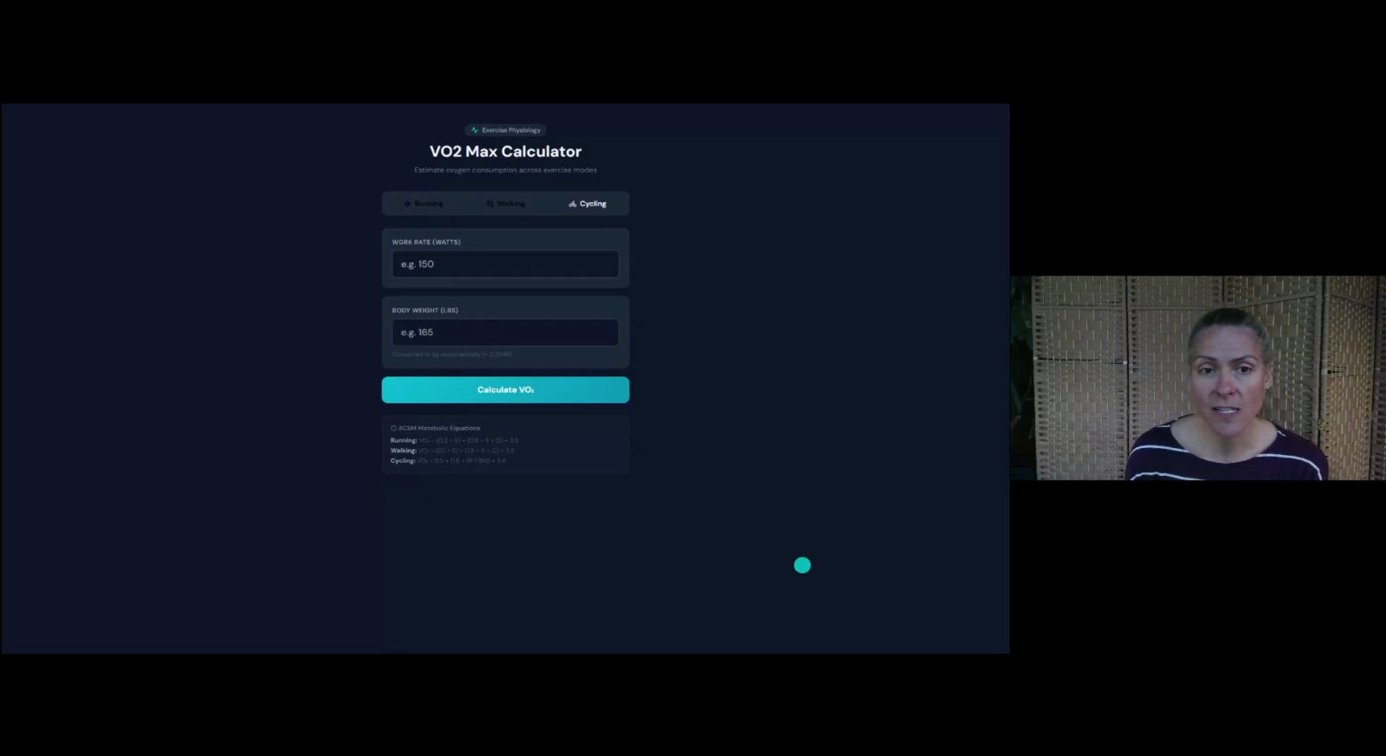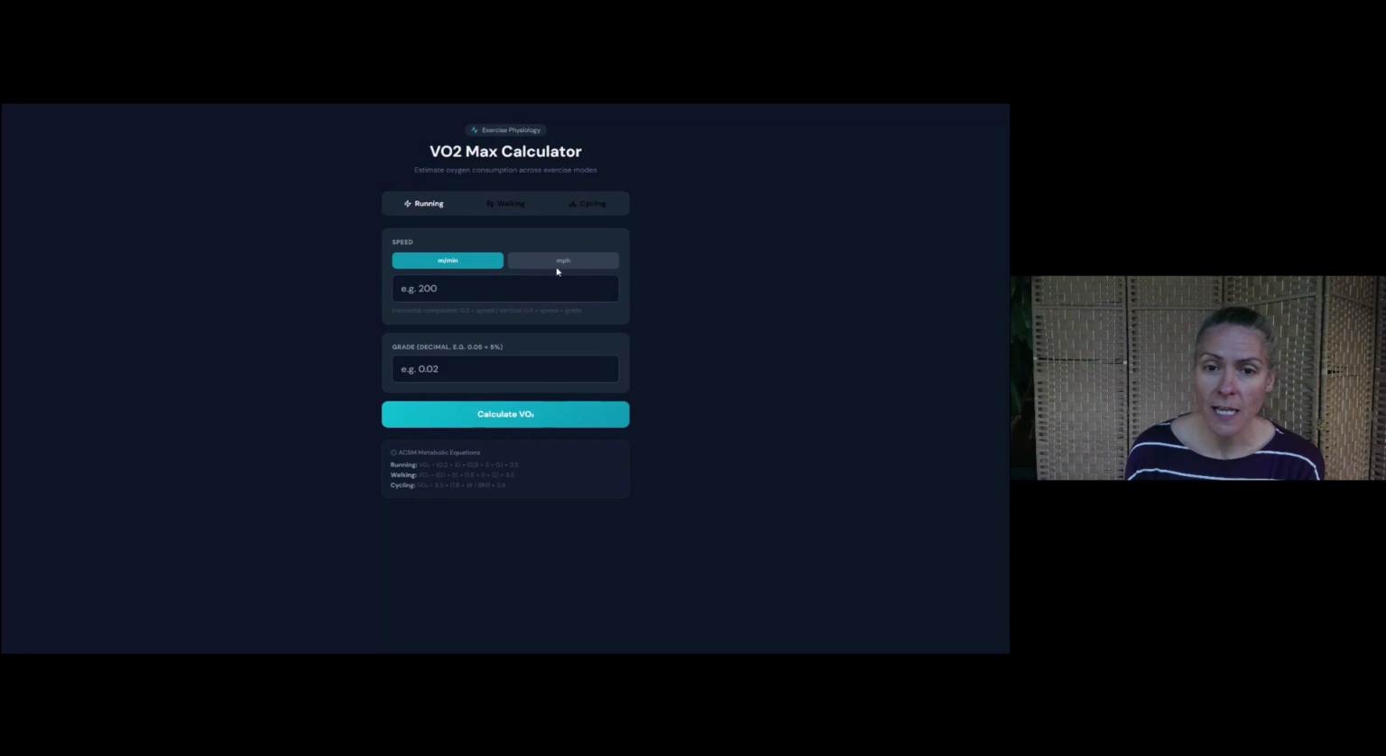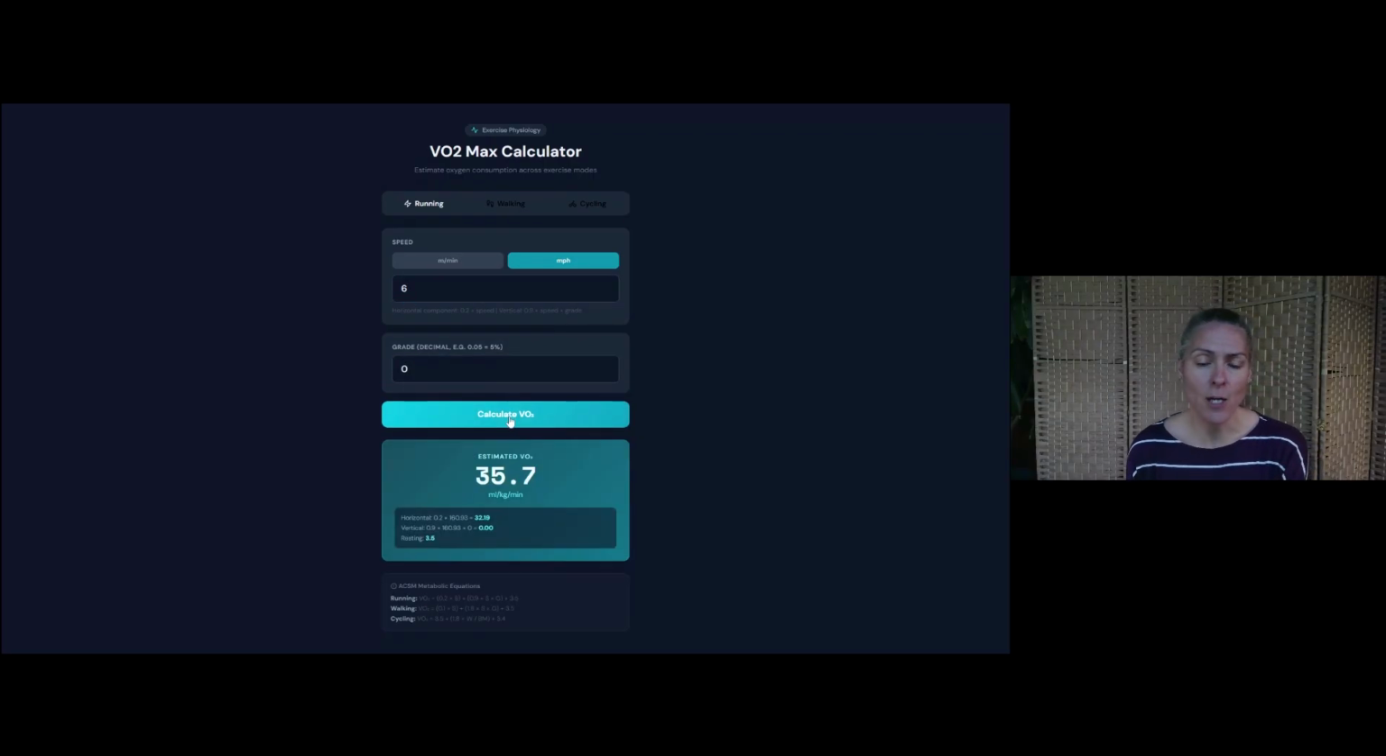So let's use an example. Let's say somebody is running and they're going to be doing, I don't know, how about 6 miles per hour? That's a 10-minute mile. At a 0% grade, we calculate the necessary VO2 for that, and that's 35.7. And the ACSM metabolic equations are down there. Now, this is a great way to, again, predict what is the general amount of VO2 that you're going to need, but it's never going to be exactly right on.